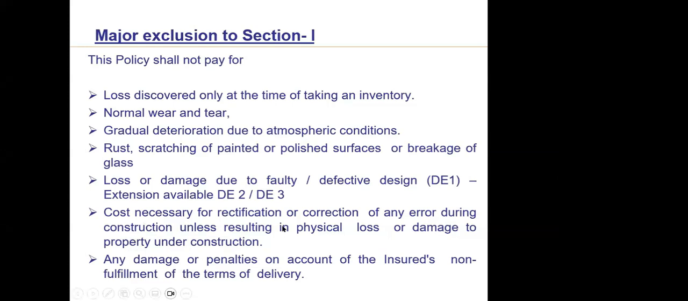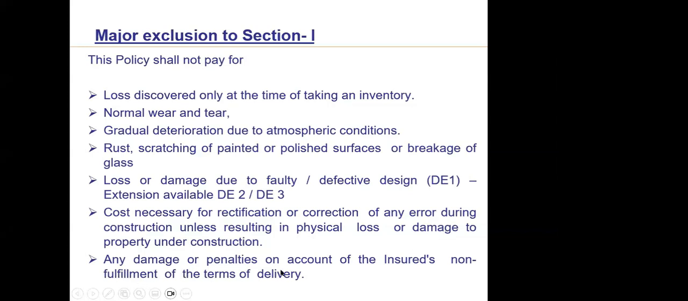So for that kind of faulty construction, that rectification cost, say for example, the contractor realized that this particular beam is not properly constructed, and he understood this is the fault. Now he will have to demolish and reconstruct. So this cost of rectification, the rectification of error, that is not covered. But if it leads to damage to other subsequent portion of the property, nearby portion of the property, so that loss would be paid.